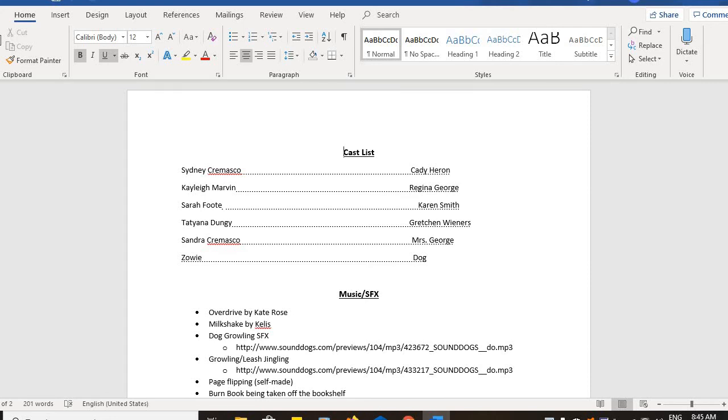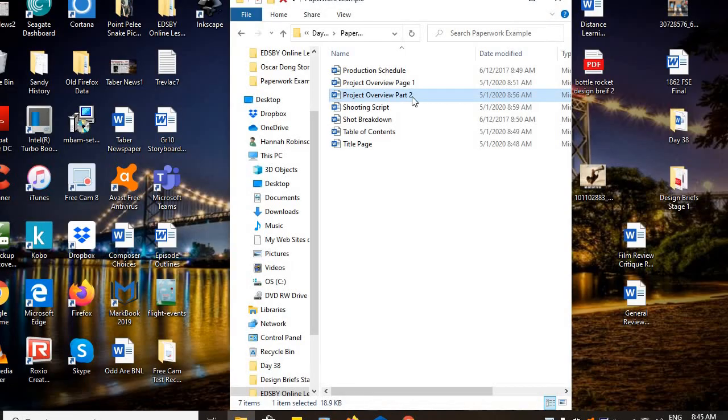Okay, so for today, understand that the organization of your paperwork is title page, table of contents, and then the first section afterwards is going to be your project overview. Page 1 and page 2. Obviously, page 2 is actually 2 pages long, so you don't have to confine it all to 1 page, but I do want you to think about it in terms of section 1 and section 2. After that, we're going to talk about the shooting script and the shot breakdown and the production schedule, but we'll do that on another day.